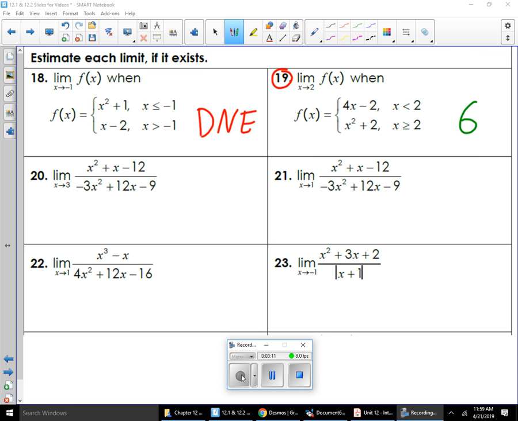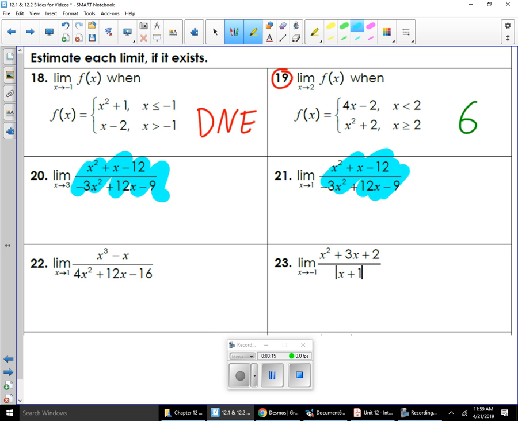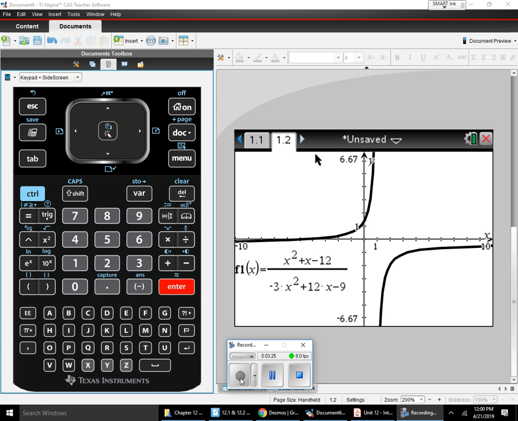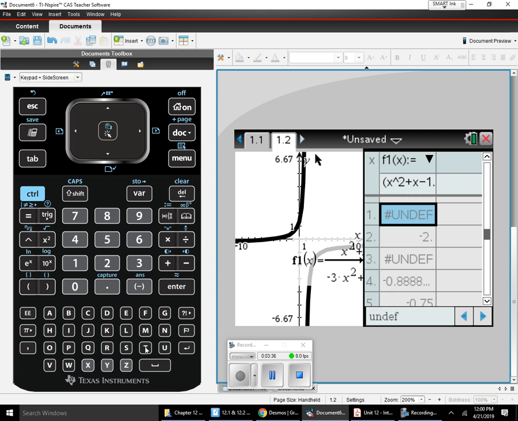So notice 20 and 21 are the exact same function, but we're looking for limits at 2 different x values. So I'm going to go ahead and do this one in the calculator. Note that I have already stored that function in there. And here it is. So the first limit they wanted us to find was, pardon, as x approaches 3. So pulling up the table and setting it up.